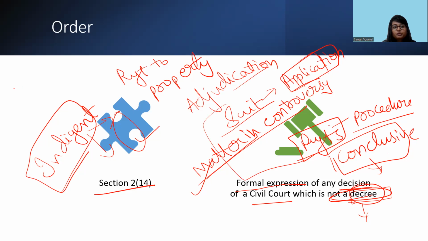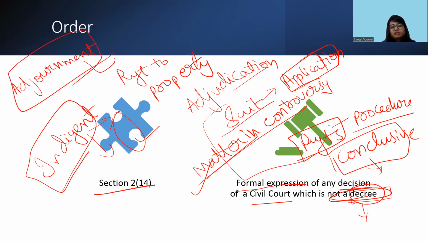Similarly, the power of the court to grant or reject the granting of an adjournment is also an order. The reason being it is a procedural right and not a substantive right. So there are a lot of things that are considered as an order and not a decree because they are not fulfilling the requirements of a decree.